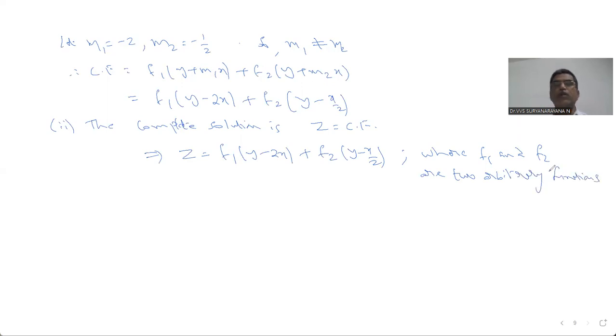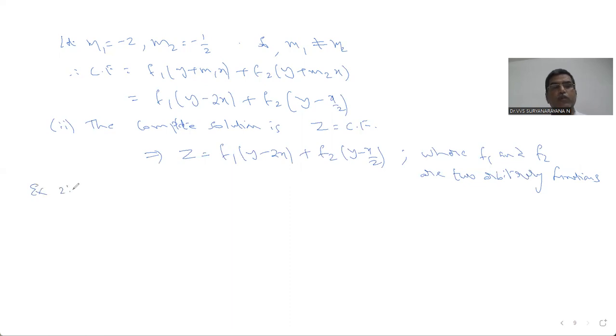Okay. So this is the method of solving an equation. So here the two roots are different. If the two roots are equal, if m1 and m2 are same, then before f2 we will get an extra factor x. So this is example number 1.